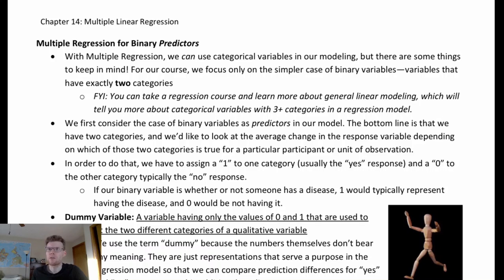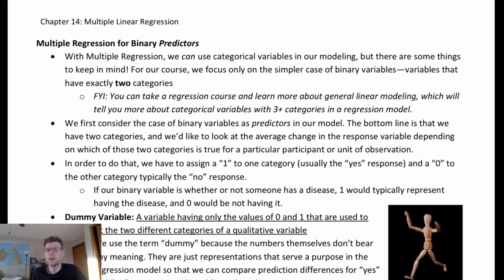So a binary variable is going to be a categorical variable that has only two categories. Sometimes you hear them called two levels if you take more courses. We can also do this with three or more categories as well. We're not going to do that in this class because it's a little bit more complicated. So we're just going to focus on what happens if we have two categories.